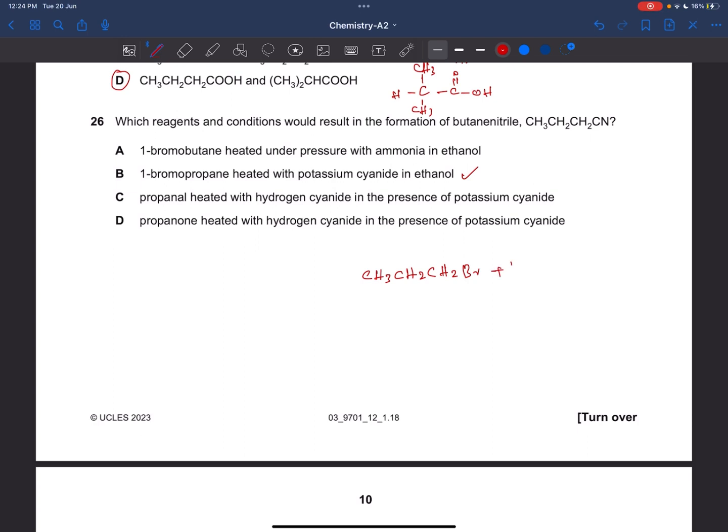So this is KCN, which means it is alcoholic, and the Br would be replaced by CN, so it would attach here. This is basically a step-up reaction if you guys remember. CH3, CH2, CH2, and we have C triple bond N here. So what it's asking for, CH3 CH2 CH2CN, right? This is our formation.